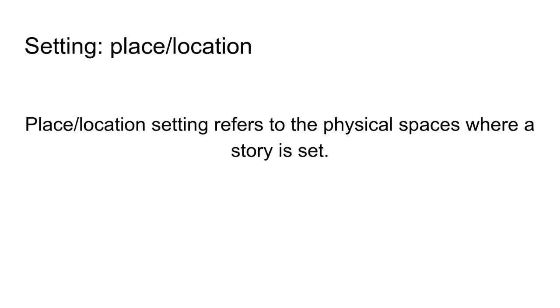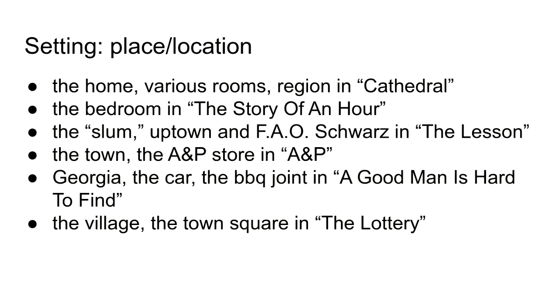So let's start with the first one, place and location. Place and location setting refers to the physical spaces where a story is set, the physical geographical spaces. I think that when most people hear the term setting when it comes to short stories or films and novels and TV shows, this is probably the aspect of setting that most people understand the most. It's one of the more obvious aspects of setting by far.